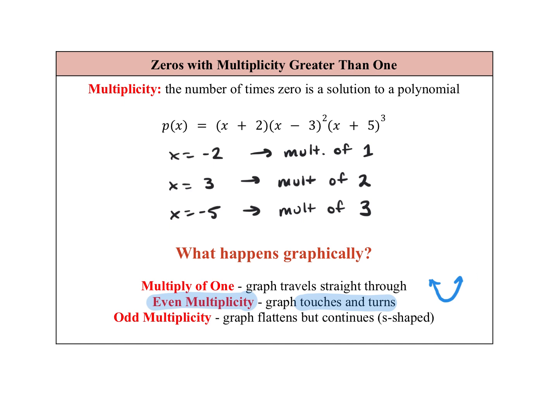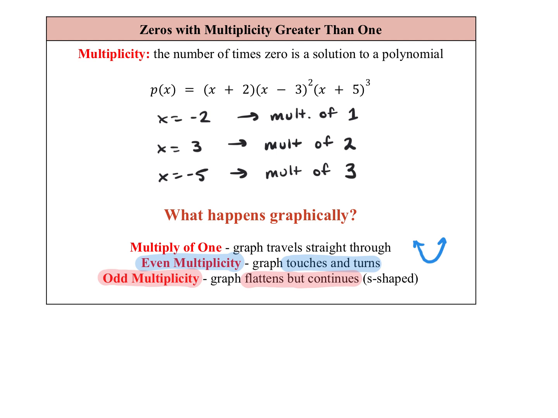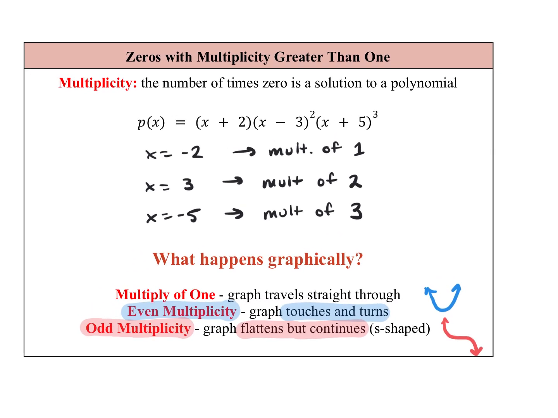Now, if you have an odd multiplicity, something different is going to happen. It's going to flatten out, but it does continue and it does cross through. It makes almost an S shape. It kind of does something like this. It looks like a cubic function. Sometimes it's a little bit hard to graph, so you can over-exaggerate it, but it's not just going straight through. You have to show that it is flattening out, but then it will cross over and continue on. So even multiplicities touch and turn, odd multiplicities flatten and continue.